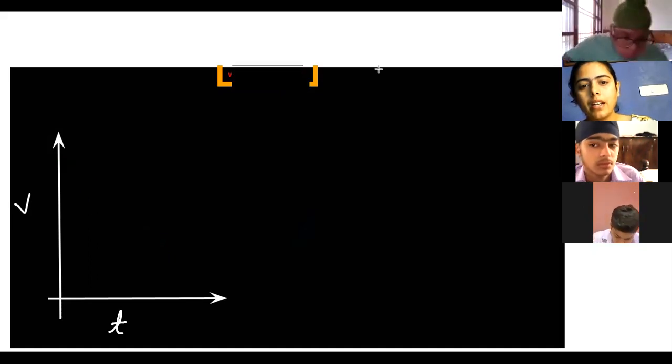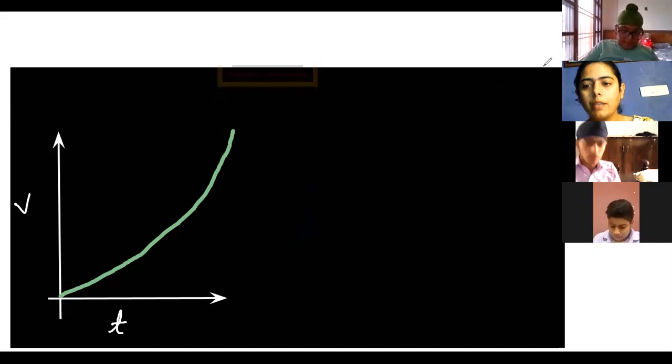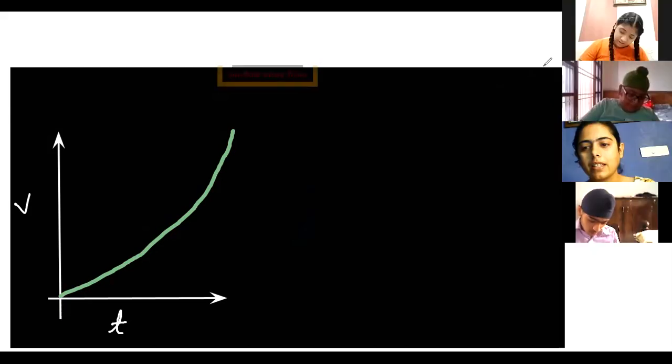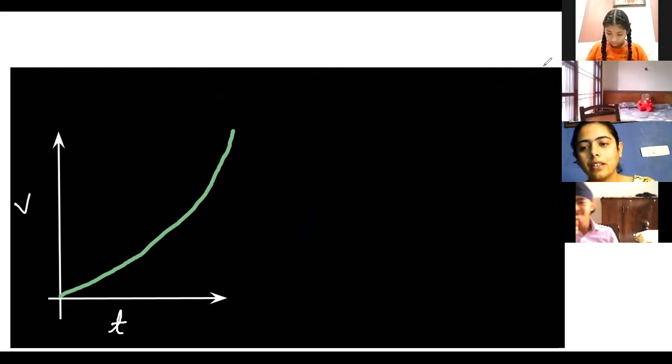Another point, if I have the positive acceleration, but it goes like this, then what does it mean? Raise your hand. What does it mean if you have something like this? Prabjot, no. Look onto the screen and understand.